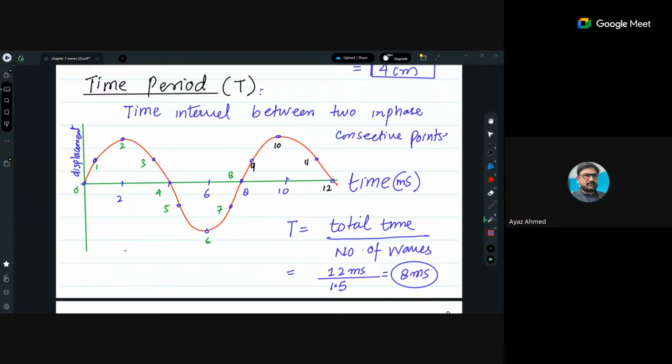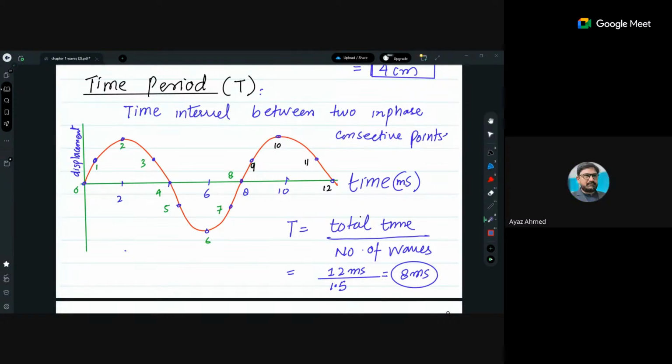What is time period? Total time divided by number of waves. So here, what is total time? There are 12 milliseconds. I have mentioned it in milliseconds. And what is the number of waves in that? 1.5 waves. It means the time period of the wave is how much? 8 milliseconds. Is it clear to you?